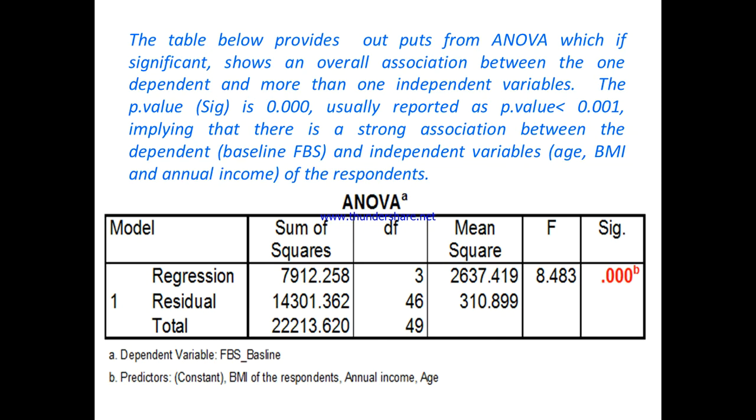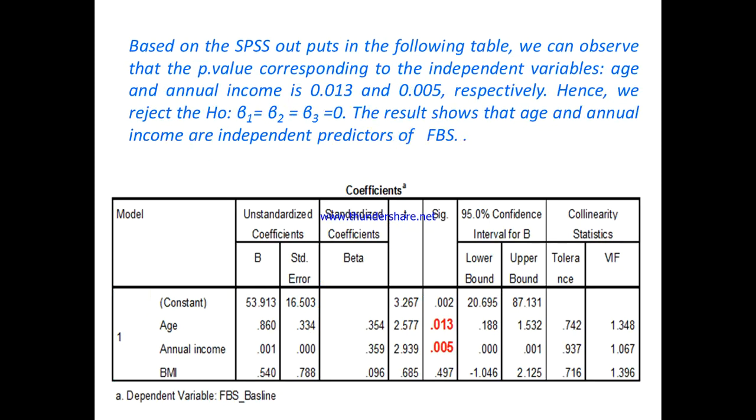Looking at the ANOVA table, it again shows a significant test. Overall, there is an association between the 3 independent variables, which are age, BMI, and annual income, and fasting blood sugar, with a p-value of 0.00. Usually we don't write 0.00; this is recorded as less than 0.001. Therefore, it is significant. So now we can expect that at least one of those 3 variables can independently predict the outcome.